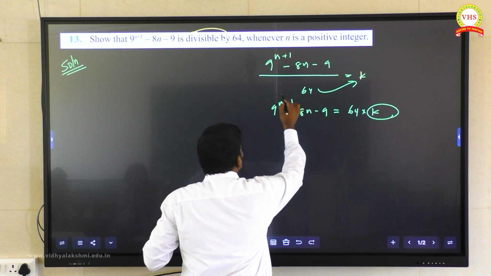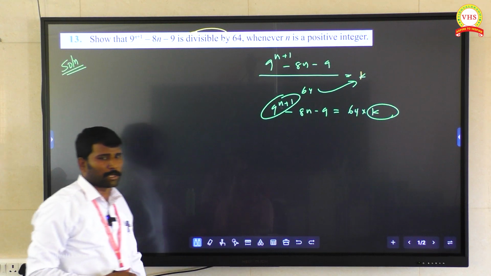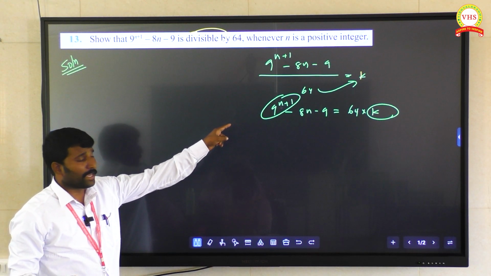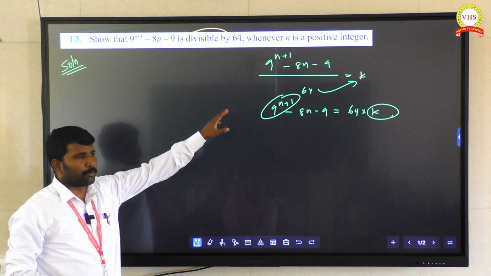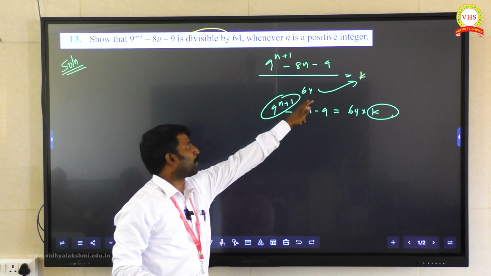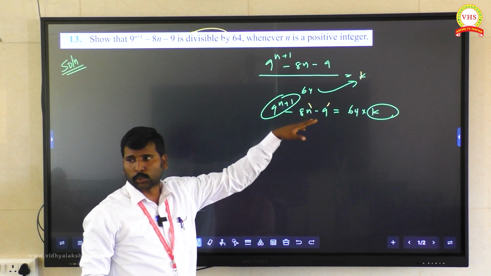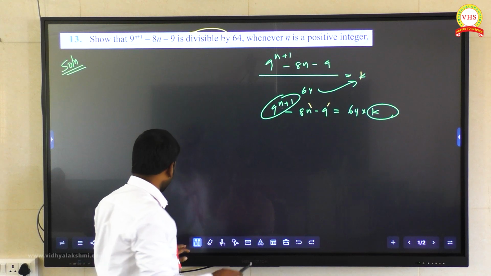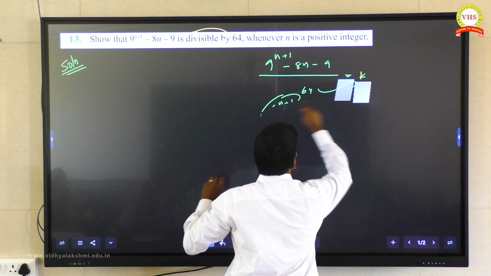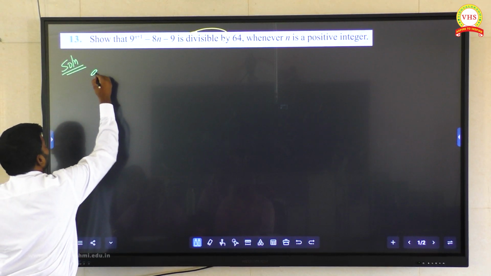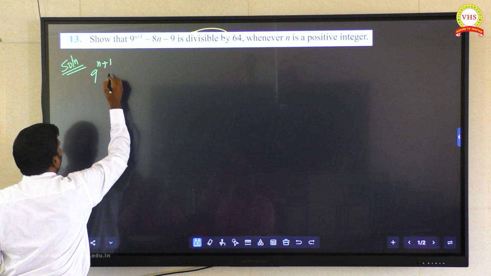That is your aim. Here I am going to use only 9 power n plus 1, because only here can we apply the binomial theorem formula. I am choosing this because only here we have a power of something. The other terms have power 1 only, so I am not going to choose those other two. Is it okay, children? Why am I choosing this? So 9 power n plus 1, I am going to choose here.